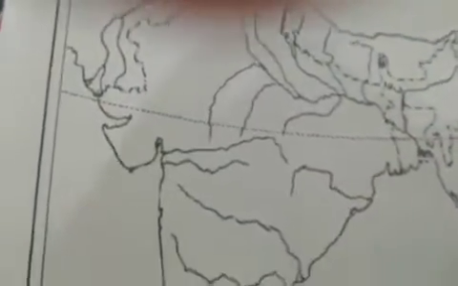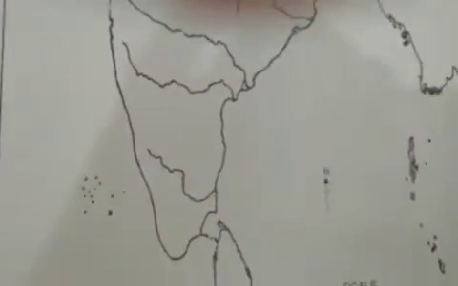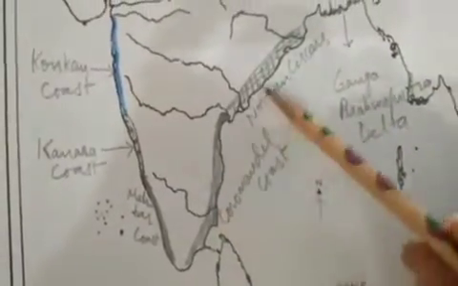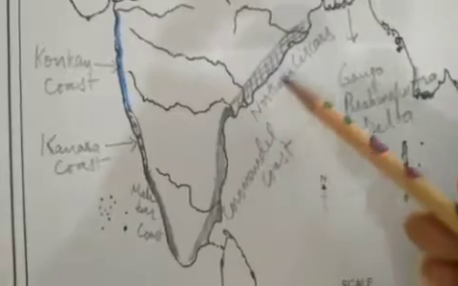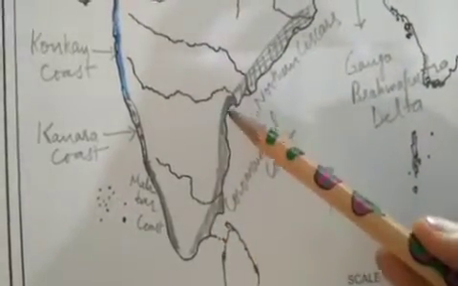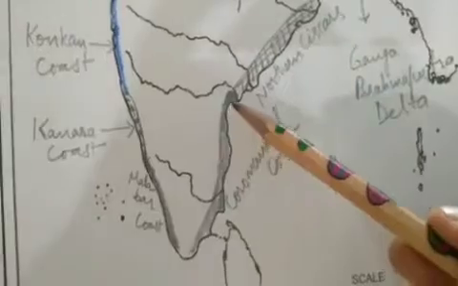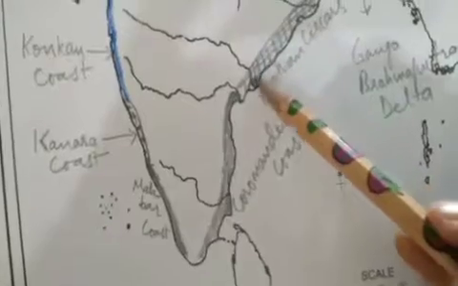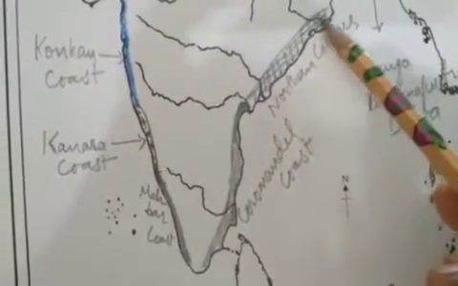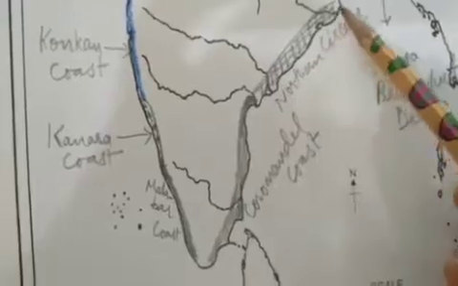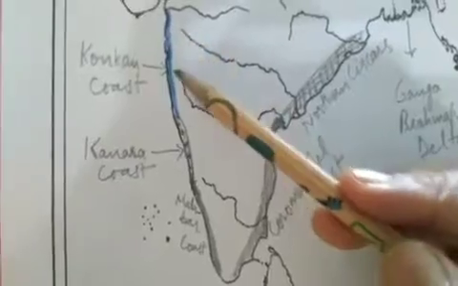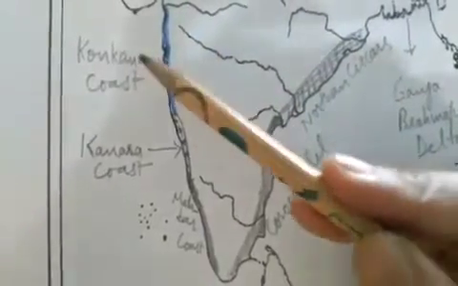Okay, now let's move to the coastal areas. Let's see how the coastal plains are further divided. This is your eastern coastal plain. Now this is divided into two parts. This part is known as Coromandel Coast, right? So do write Coromandel Coast here. And here, this is your Northern Sarkar.